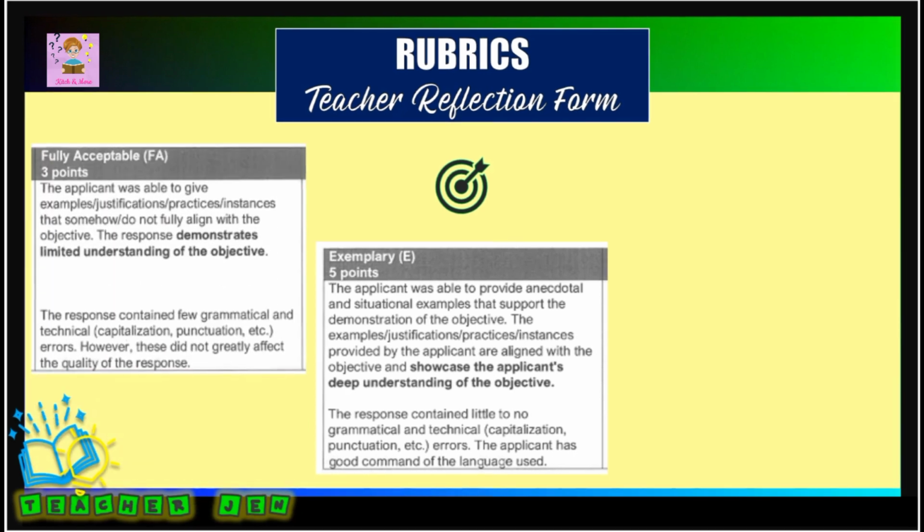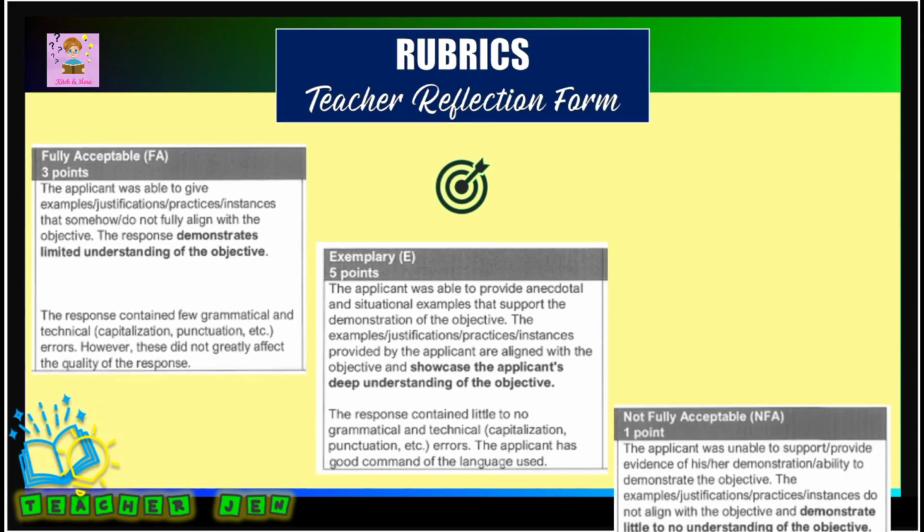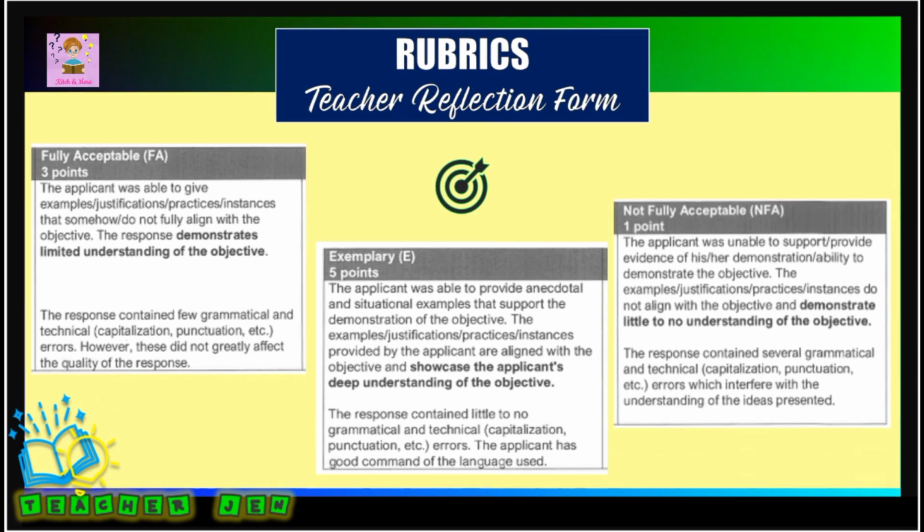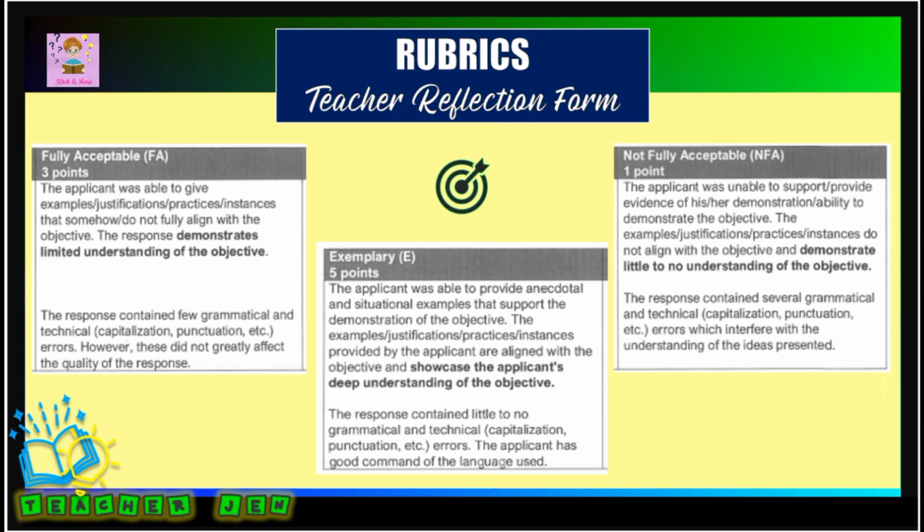Next, you will get the score of 3 points if the applicant was able to give examples, justifications, practices, or instances that somehow do not fully align with the objective. The response demonstrated limited understanding of the objective. The response contained few grammatical and technical errors. However, this did not greatly affect the quality of the response.